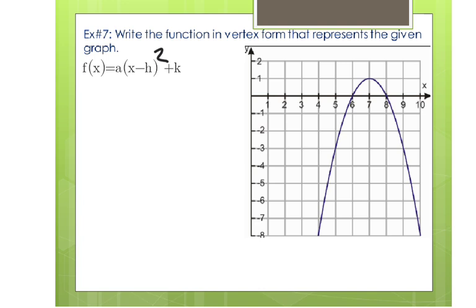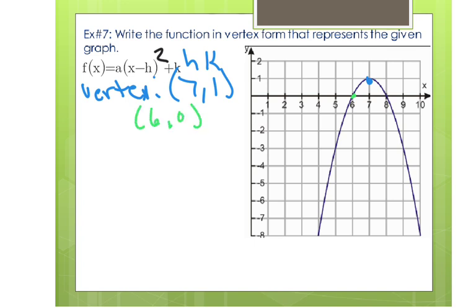Okay, so this time, same direction, write the function in vertex form, but this time they give us a graph. So we're going to have to find our points here. The first thing we need is our vertex. That's going to be our top point on our graph here. So our vertex looks like right 7 and up 1. So that's our h and our k. And then we're just going to pick a point that touches this graph. I'm just going to pick this one right here. So I'm going to say that this goes through 6, 0. That's our point, so that's going to be our x and our y.